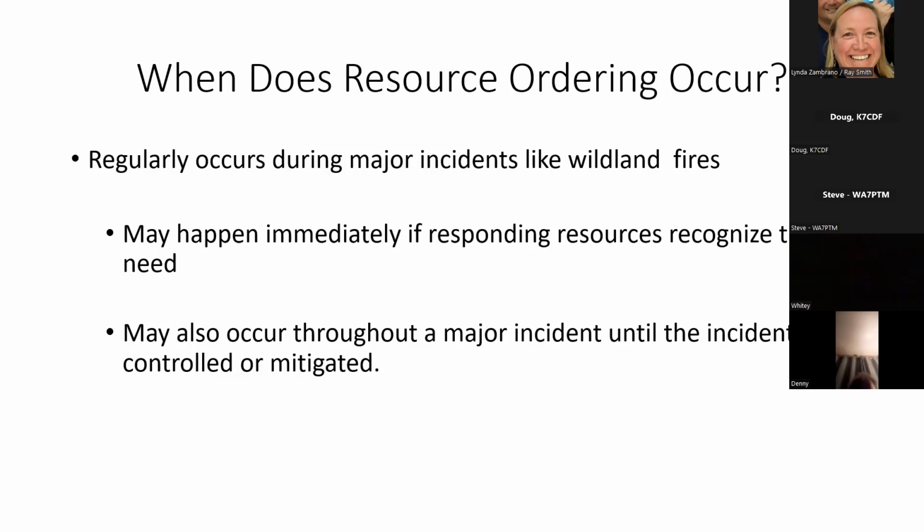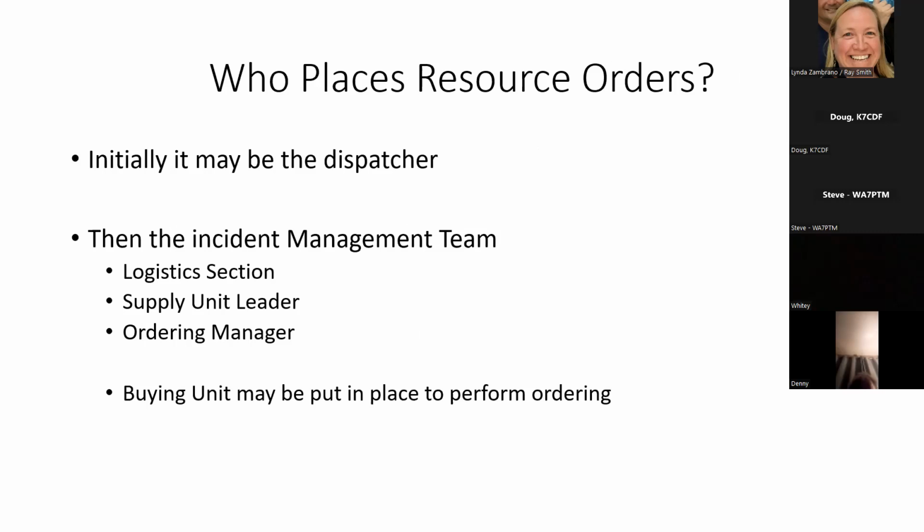And then when you get into major incidents that get very large, like these mega fires we've been seeing here in the last few years, ordering is going to go on throughout the incident. Some of these incidents have 8,000 people assigned to them, believe it or not. And so they didn't get there by accident, by dispatching themselves. They got there by being requested and ordered. And so, that's part of it.